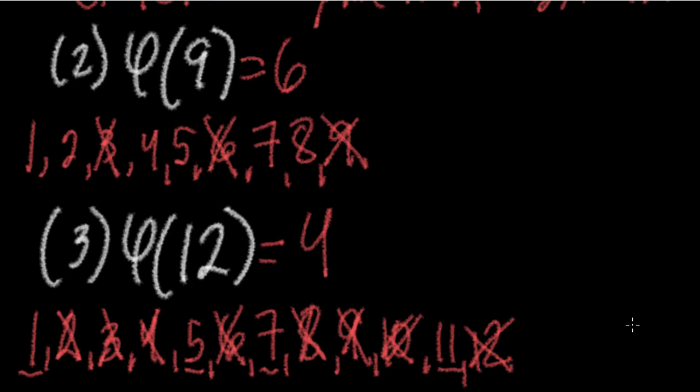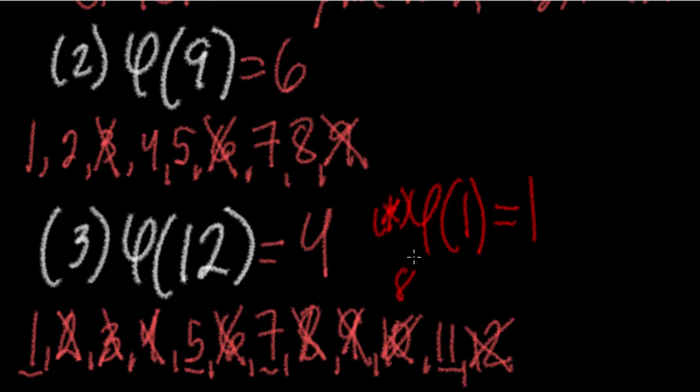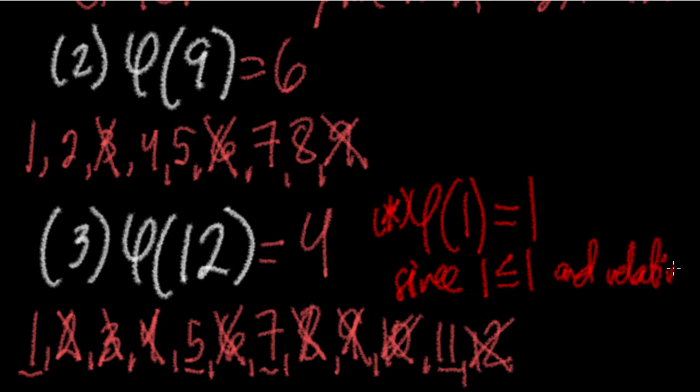Okay, that's how you answer the phi functions of integers. Just one remark from this: the phi function of 1 is equal to 1. This is because 1 is less than or equal to 1, and it is relatively prime to 1. Why is it relatively prime to 1? The GCD of 1 and 1 is 1.